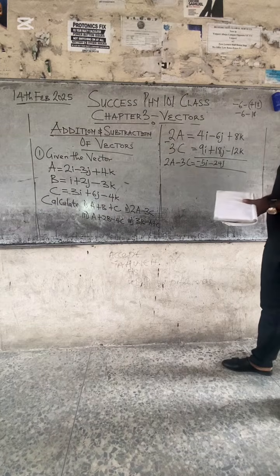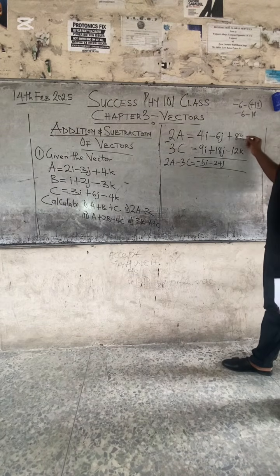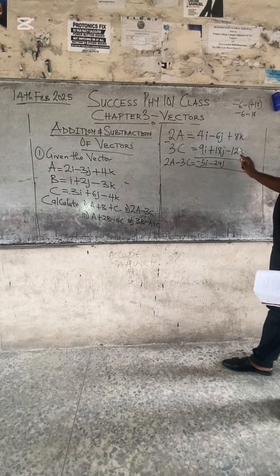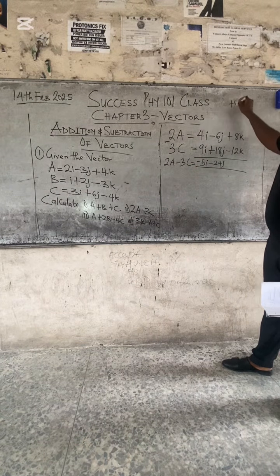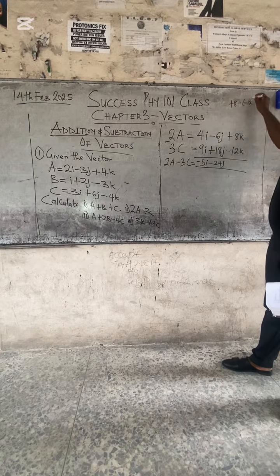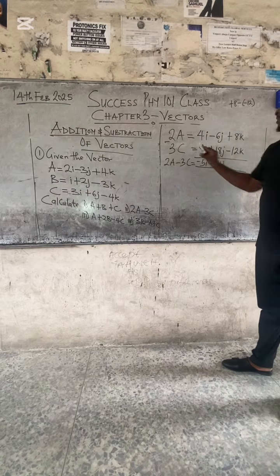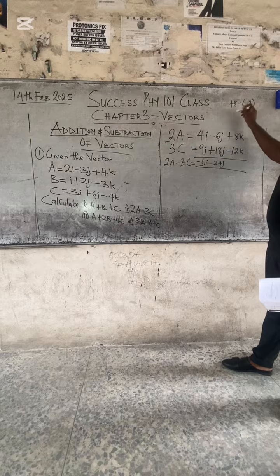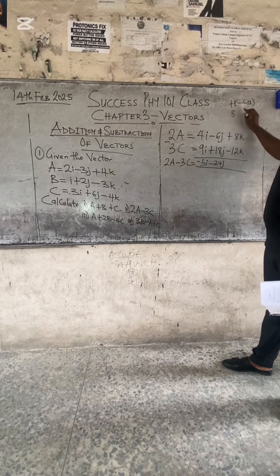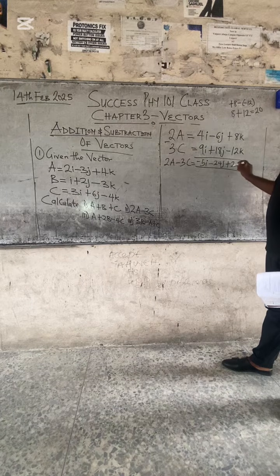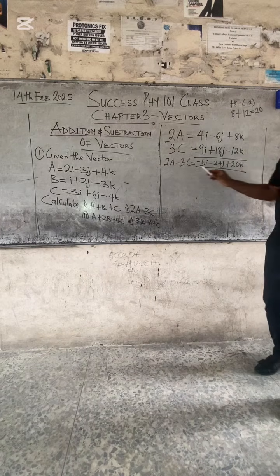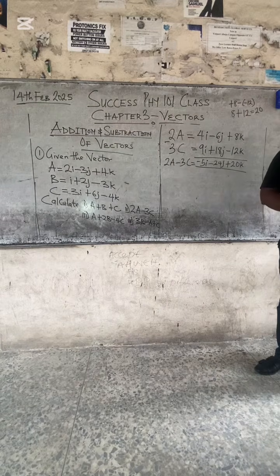Now let's go to the k side. Plus 8 minus 12. Minus times minus is plus. So 8 plus 12 is 20. So this is plus 20k. And we have gotten 2a minus 3c.